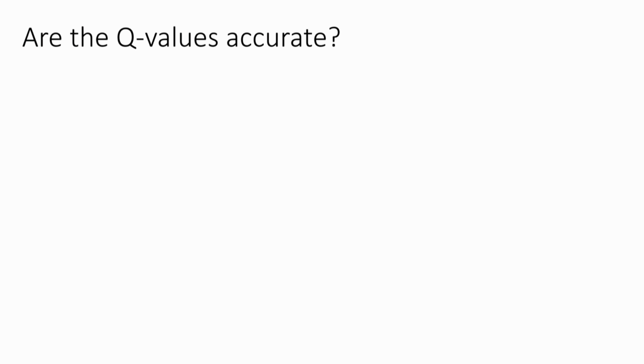The first question we're going to ask about Q learning with deep neural networks is, are the Q values accurate? When we introduced the Q function, we defined it. The Q function has a meaning. It is the expected reward that you will get if you start in a particular state, take a particular action, and then follow your policy pi. So it's a numerical prediction about your future reward. Do these deep Q-learning algorithms learn accurate predictions?